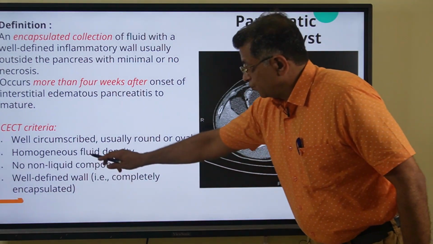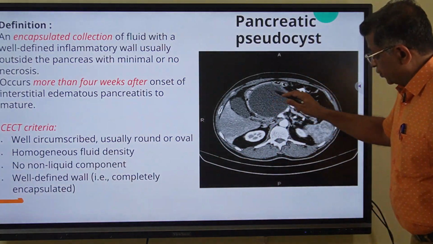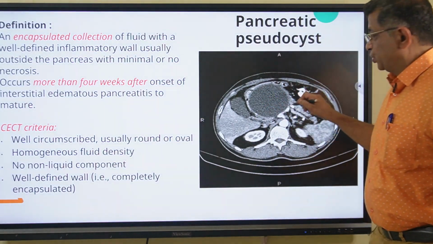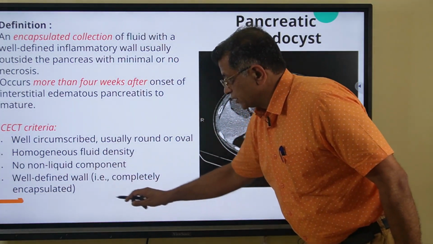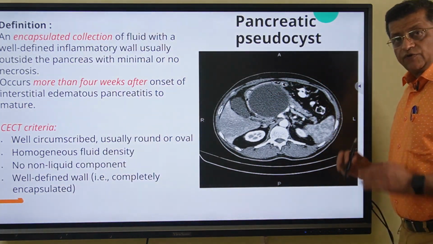CT criteria: well circumscribed, usually round or oval, homogeneous fluid density, and no non-liquid components. So you do not see tissue in this pseudocyst, and you can see a well-defined wall, that is, it is completely encapsulated. So this is after 4 weeks.